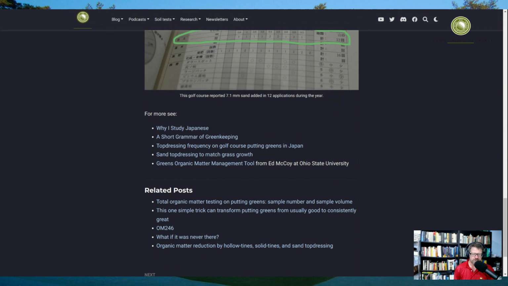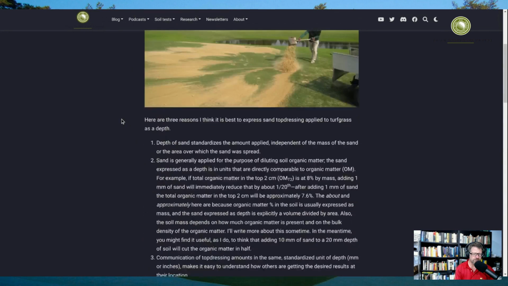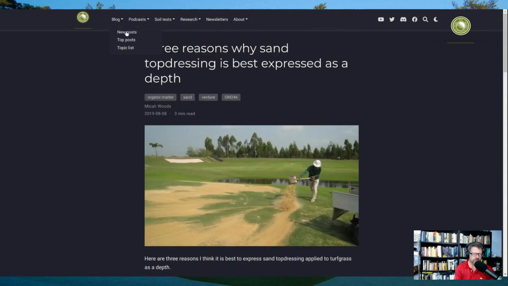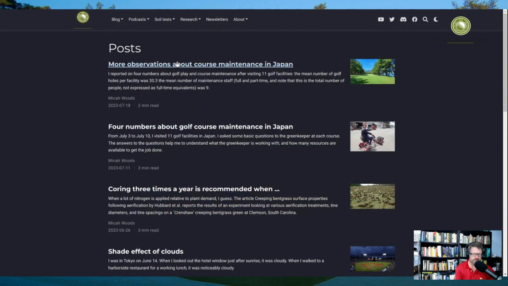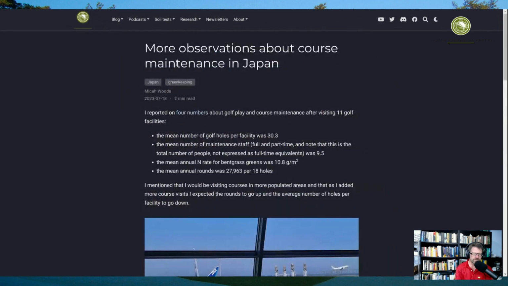And I have just been on a tour in Japan where I visited 27 golf courses. In fact, I'll bring up the most recent post that's titled More Observations About Course Maintenance in Japan, and just give a quick review of this, because this post, which I'll also put a direct link to in the show notes and in the video description, is one of the ways that I've learned.